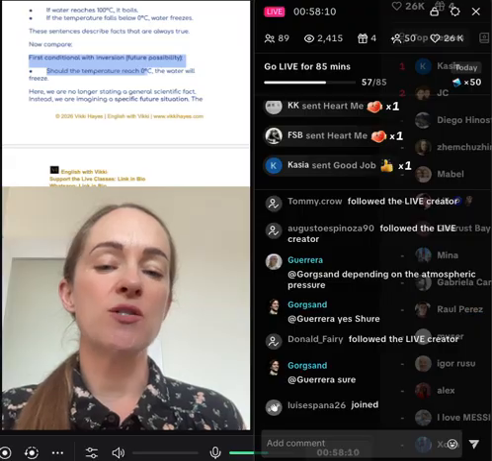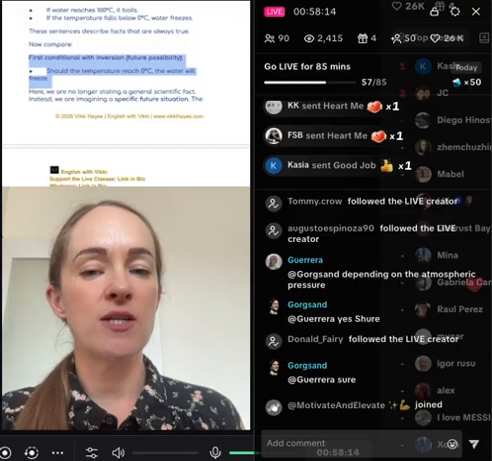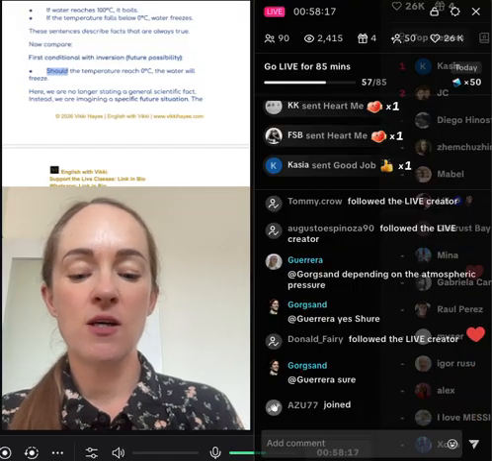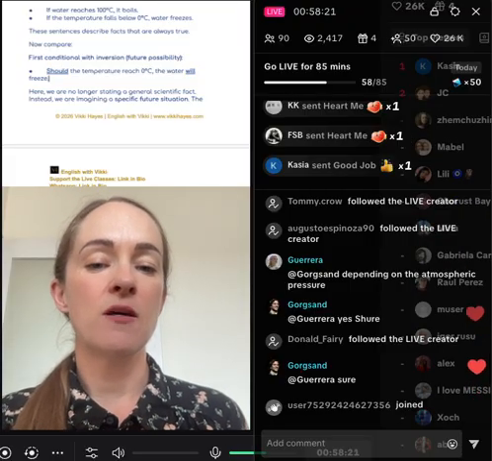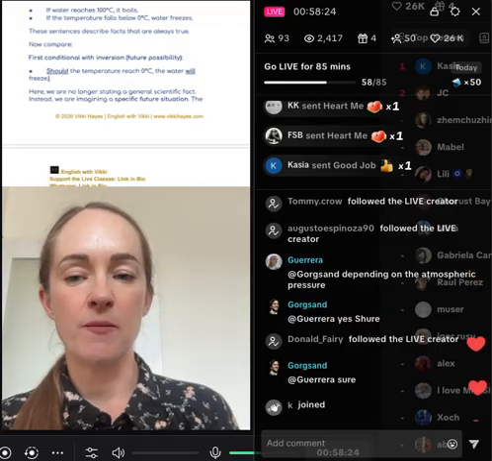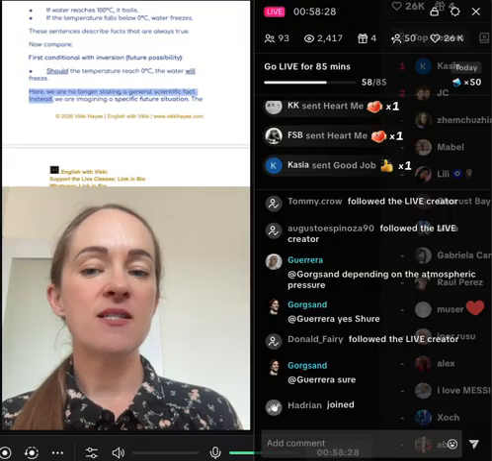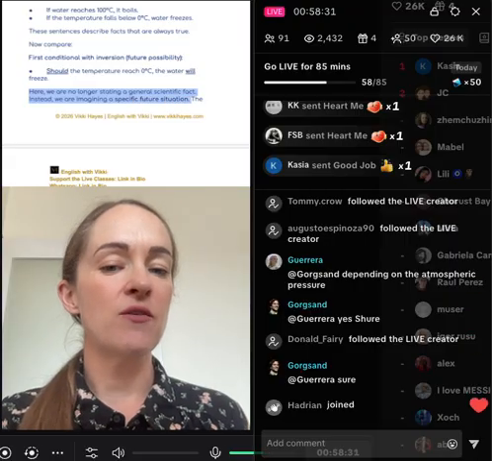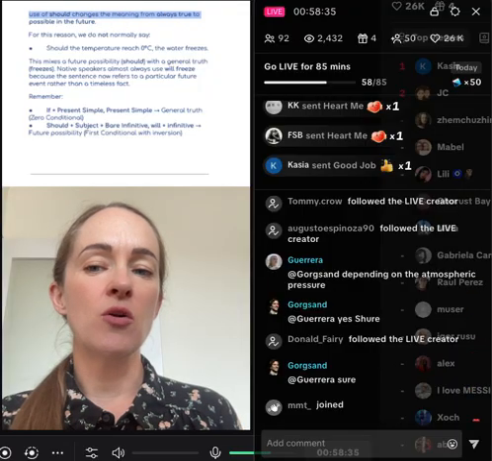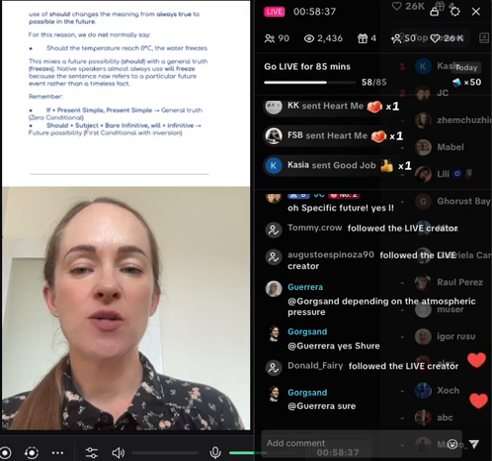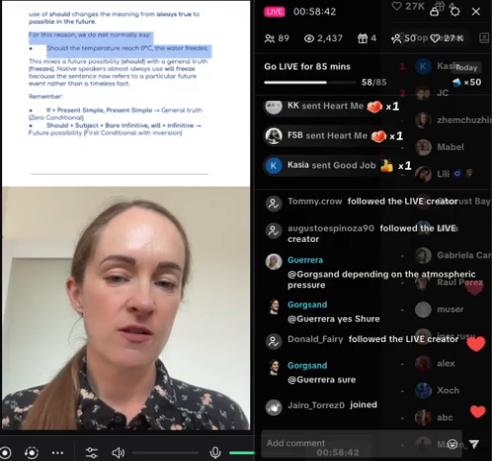Should the temperature reach 0 degrees, the water will freeze. So you see, once we put in the should for the inversion, we end up putting the future simple instead of the present simple. So here we are no longer stating a general scientific fact. Instead, we are imagining a specific future situation. The use of should changes the meaning from always true to possible future. For this reason, we do not normally say, should the temperature reach 0 degrees, the water freezes.